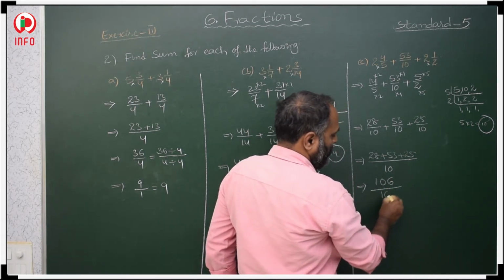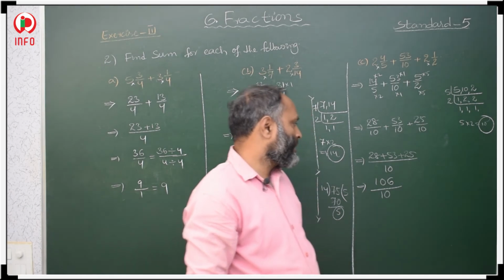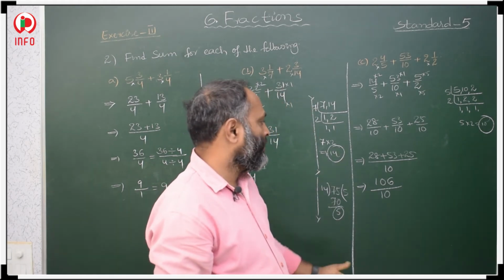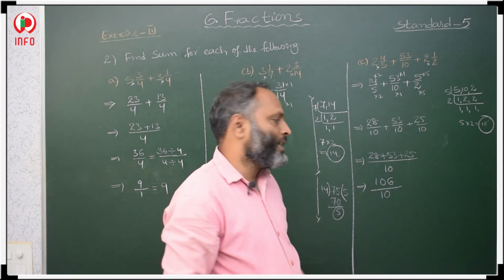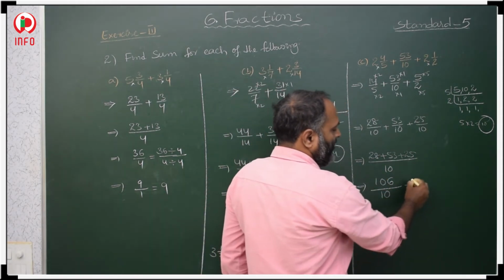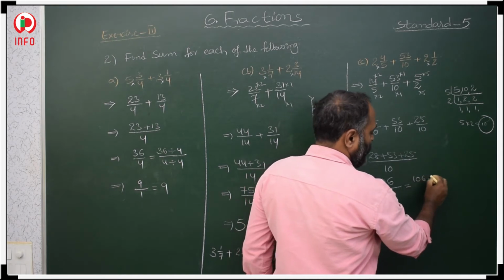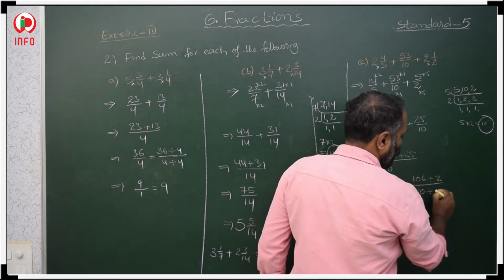106 by 10. Now, this is an improper fraction. How do we change this improper fraction into a mixed fraction? First, these two are even numbers, and even numbers are divisible by 2. So 106 divided by 2, 10 divided by 2.